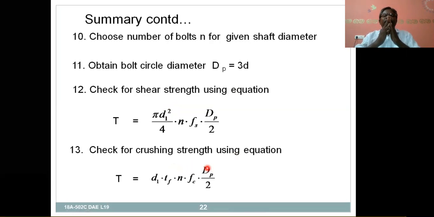Like this, first of all, you have to calculate the shaft diameter, and then check for hub stresses, check for flange strength, check for key strength, and check for bolt strength. And this is the step-by-step procedure for flange coupling.